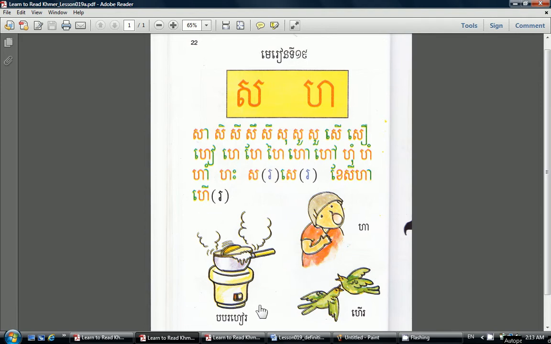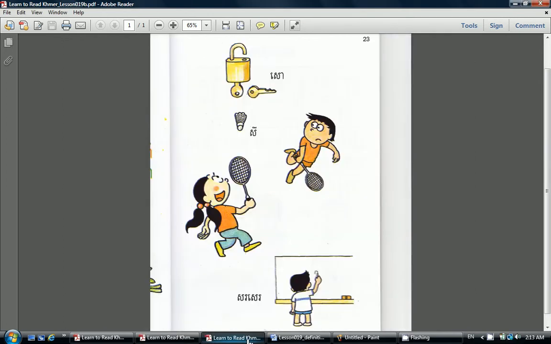This first picture reads ba here, which means overflowing porridge. The second picture reads ha, which means to open wide, and the third picture reads ha, which means to fly. Okay, now let's look at page 23. On page 23, the first picture reads sao, which means a lock. The second picture reads say, which means a shuttlecock, and the third picture reads sa say, which means to write.